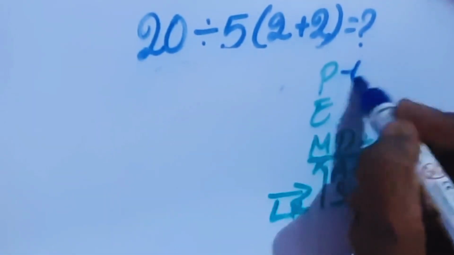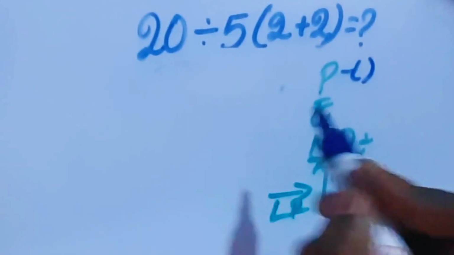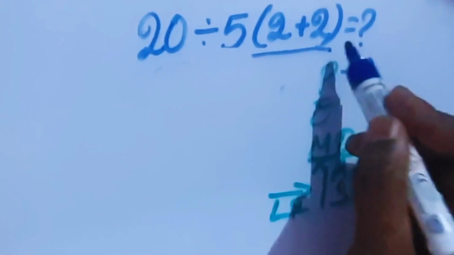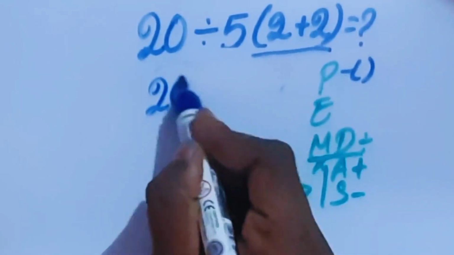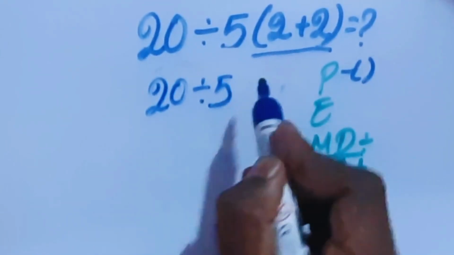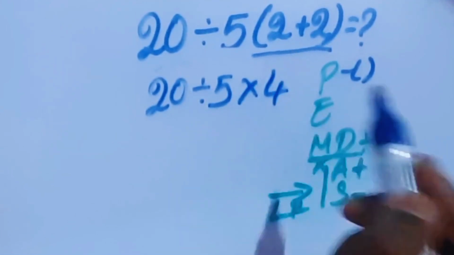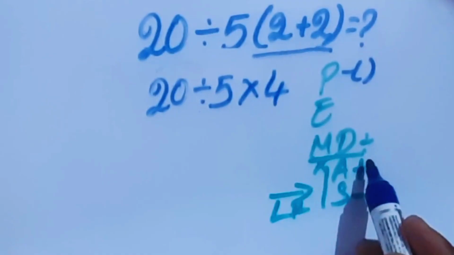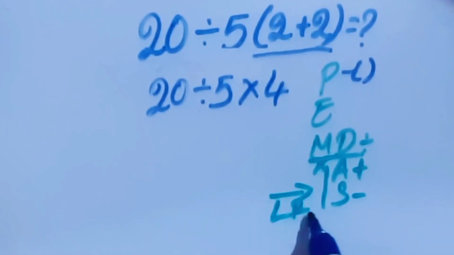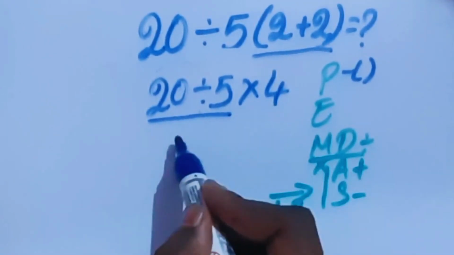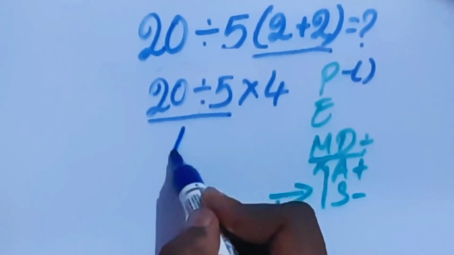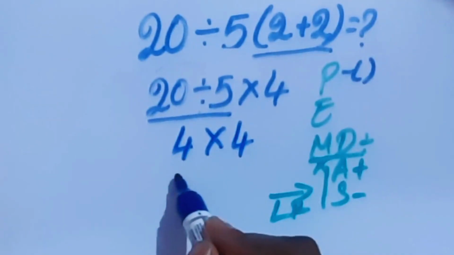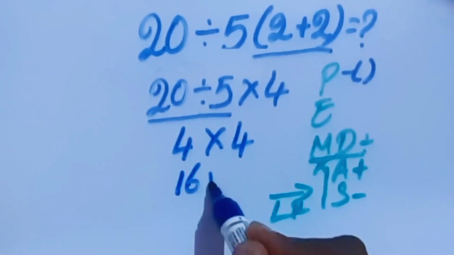Here, this is a bracket, which is higher priority than all others. So as per this rule, we have to do this bracket first. So 20 divided by 5 times 4. Here we have division and multiplication, both are equal priority. We have to follow this left to right rule. So left to right here is this one. So here, 4 times this 4. This is 16, the correct answer.